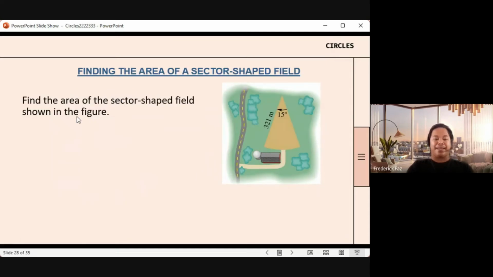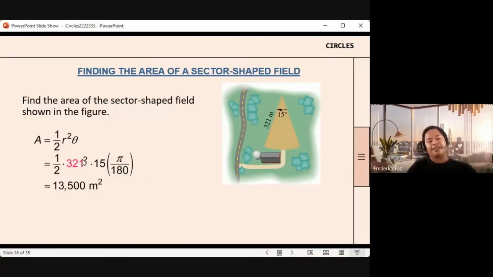Let's apply it po in this given problem po. Find the area of the sector shape field shown in the figure po. So the given here is in degrees po. 321 meters po yung radius po ng circle. So in this example po, we use this formula po. This is also equivalent to the given formula on the previous slide po.